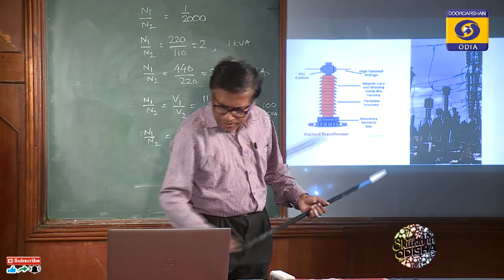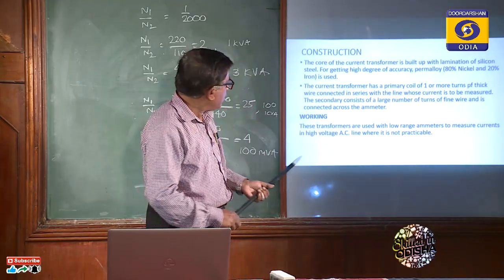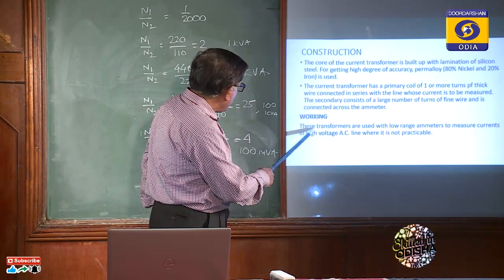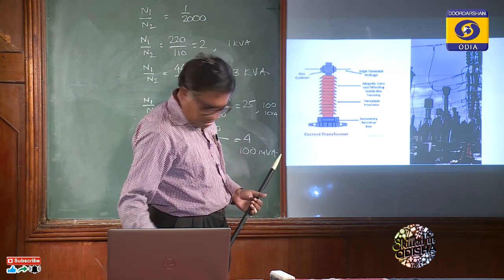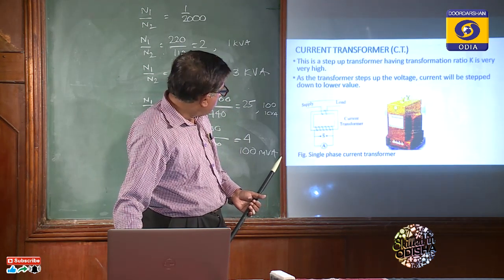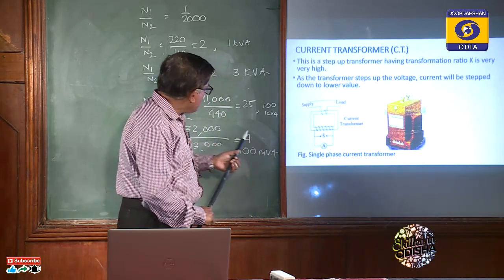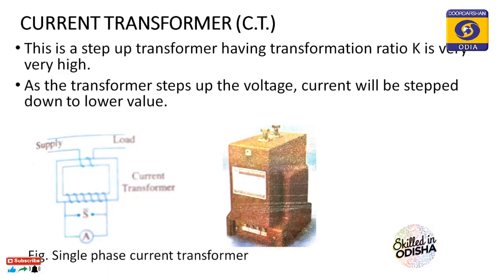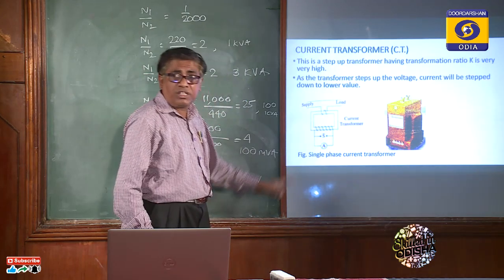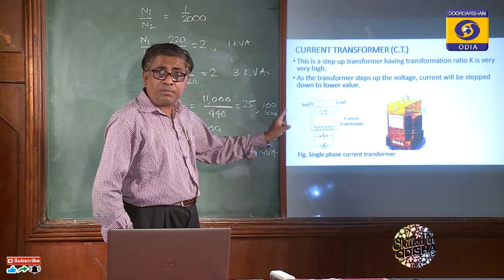So what will happen? These transformers are used with low range ammeter to measure currents in high voltage AC line where it is not practicable. So actually what is happening? You mark it. This is your input current, this is your outgoing current. Now at peak hour this current is 2000 ampere.